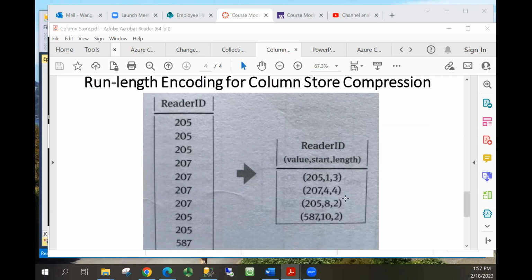If you can do this type of compression, that means you can bring even more relevant data into the memory. You can get more data into the memory, and that will significantly improve your query performance, because you cannot use data on hard drive directly. Data must be read into the memory for processing. So this will help the query performance of the column store as well.